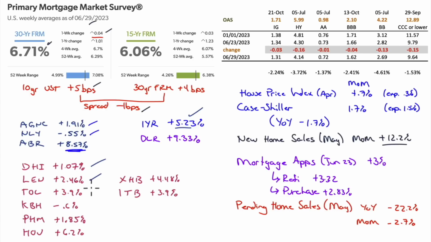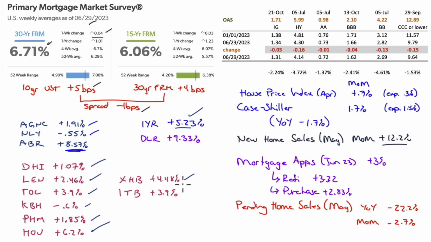Lennar another 2.5%. Toll Brothers almost another 4%. And I believe it was Toll and Pulte that increased their dividend last week as well. KB Homes almost flat, negative 0.6. Pulte 1.85. Hovnanian up another 6.2%. The XHB is up 4.48%. This is just for the week.